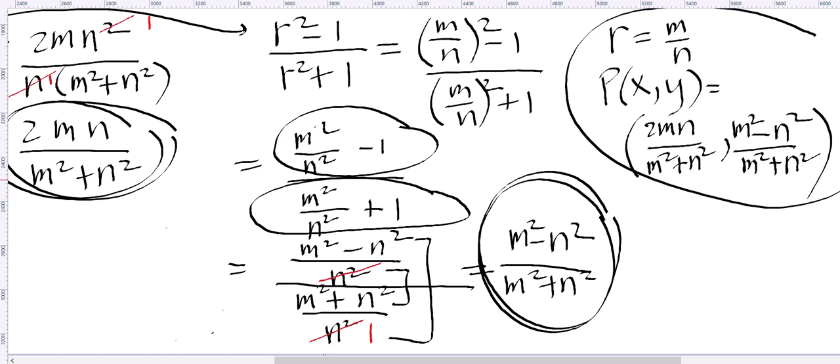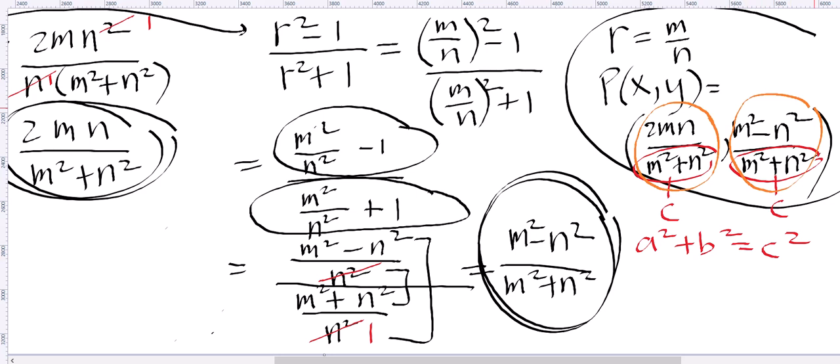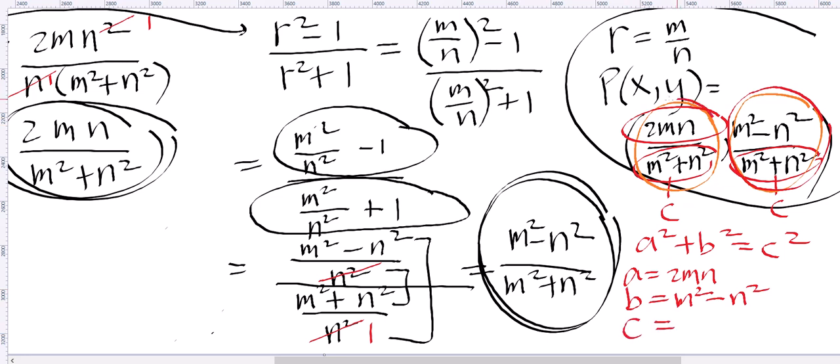But remember that x is of the form a over b and y is of the form b over c. So this is c and this is c. Now going back to the formula a squared plus b squared equals c squared, we know that a is equal to 2mn. Since this is of the form b over c, then b is equal to m squared minus n squared. And c is the denominator. This here is the value of c.